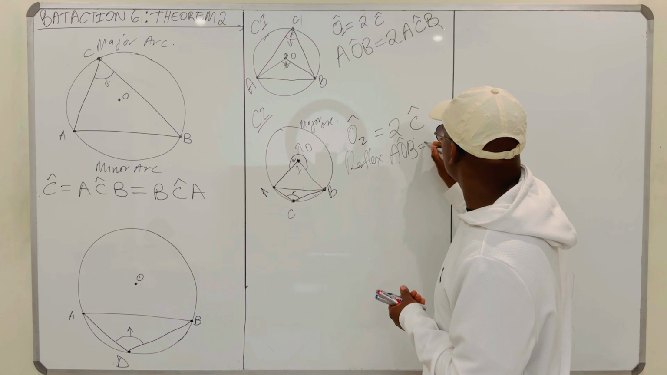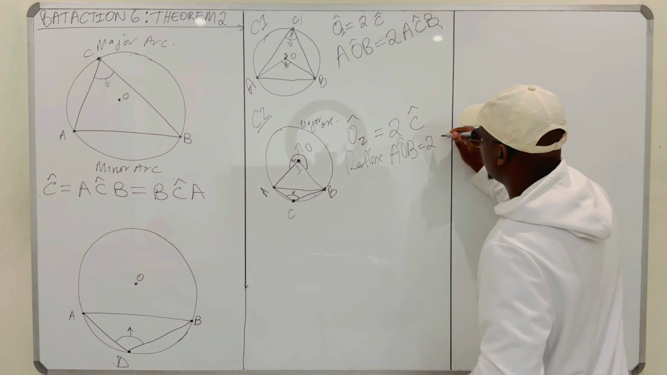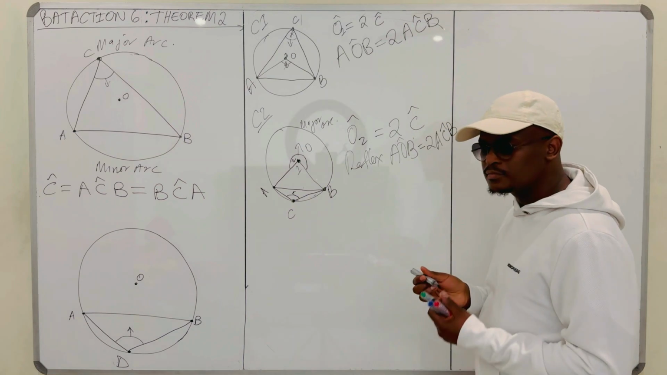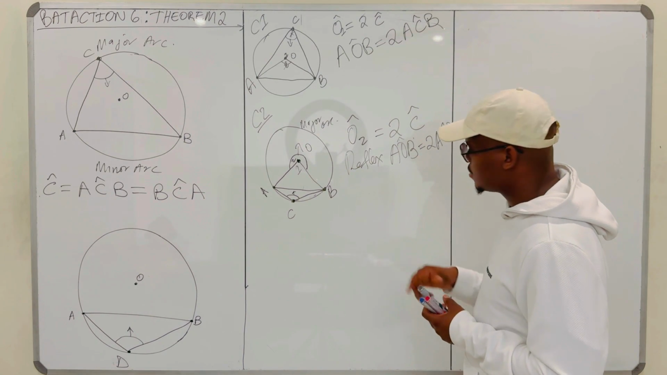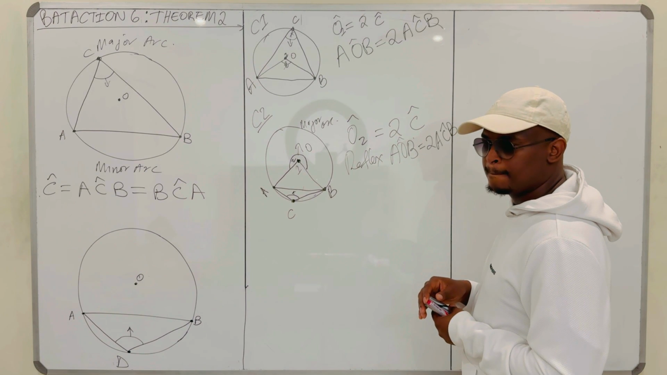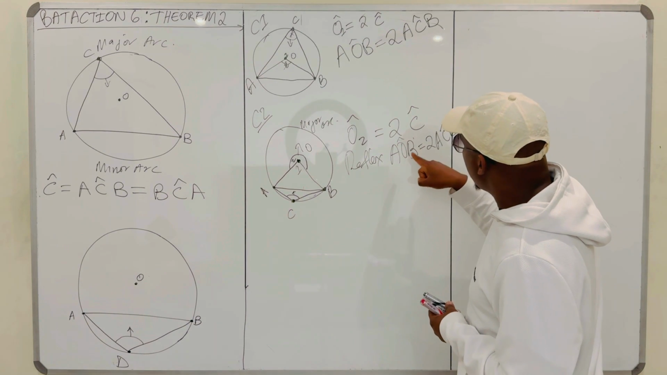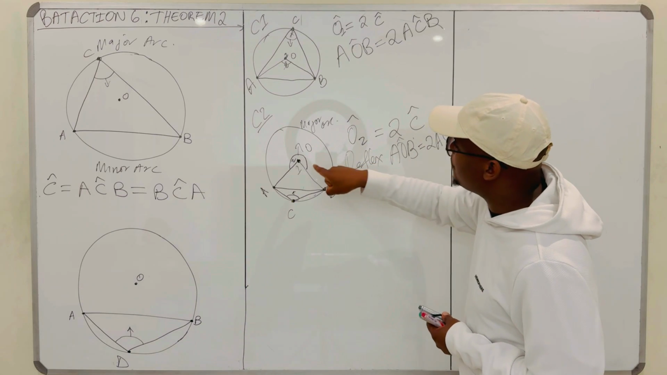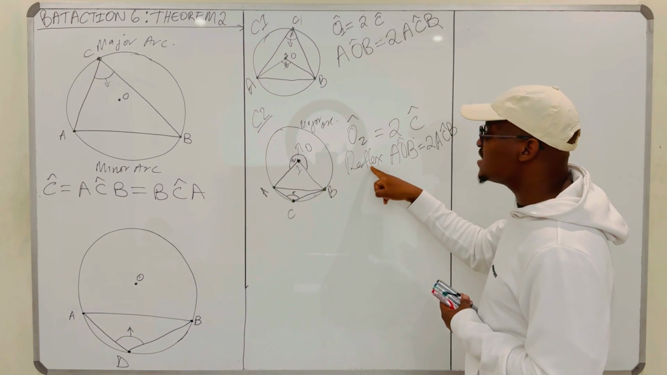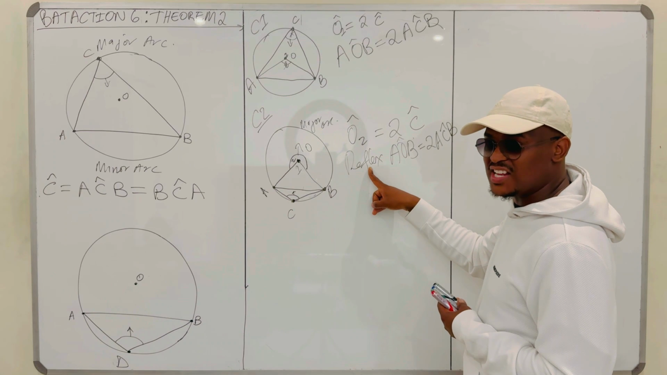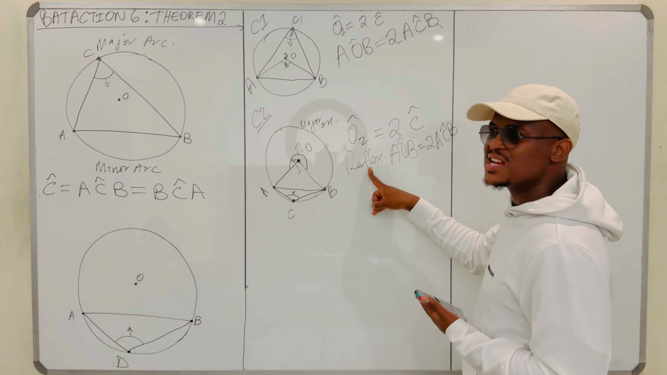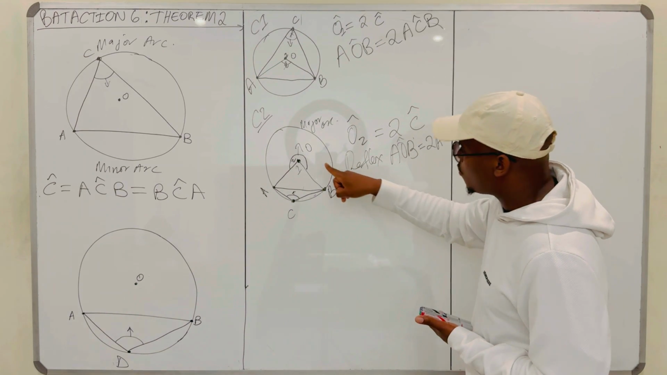AOB is equal to 2 times what? ACB. Are you happy with that? So you see this looks exactly like that. Which means now I'm talking about the reflex O, which is the big one, which is more than 180 but less than 360, because that's how we define the reflex angle. Do you remember when we defined the reflex angle? Yes. We define the reflex angle as an angle that is more than 180 degrees but less than 360, which is this.